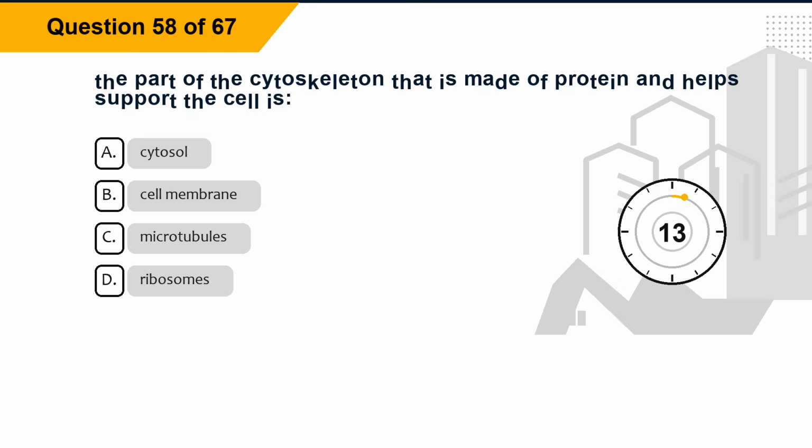Question 58. The part of the cytoskeleton that is made of protein and helps support the cell is: option A, cytosol. Option B, cell membrane. Option C, microtubules. Option D, ribosomes.